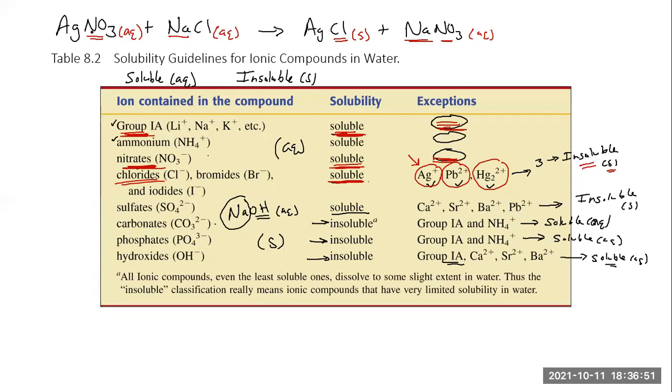So basically, when you take this silver nitrate, which is a solution, and mix it with sodium chloride, which is a solution, you will get this white solid that would form. And that white solid that you would see, you would expect it to be the silver chloride based on these solubility rules.